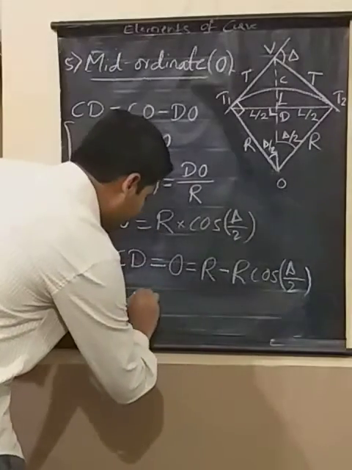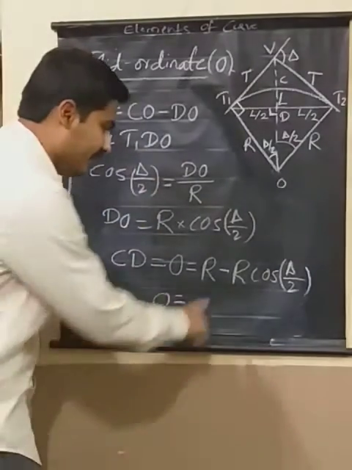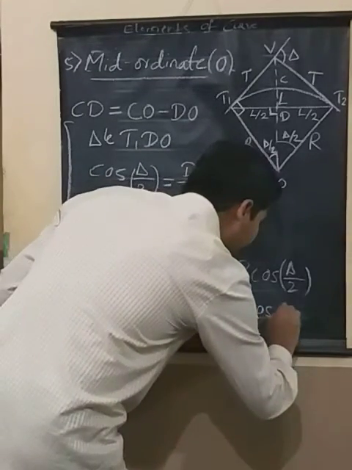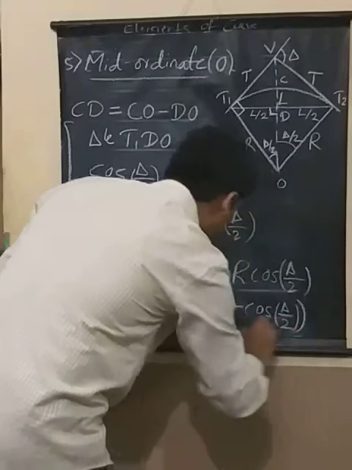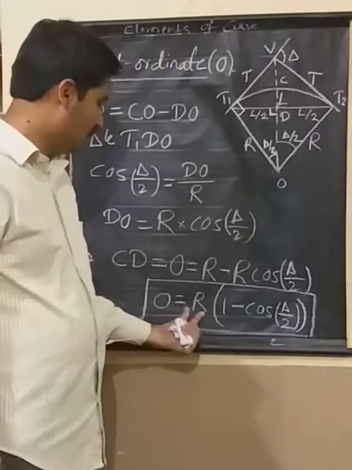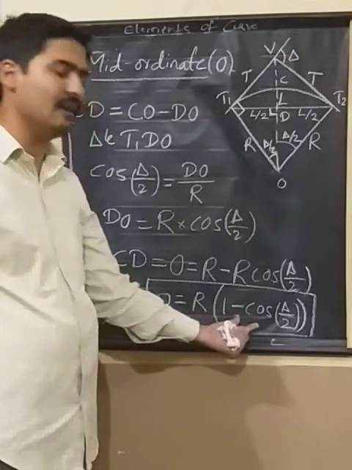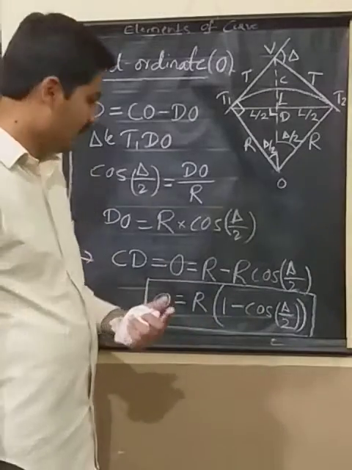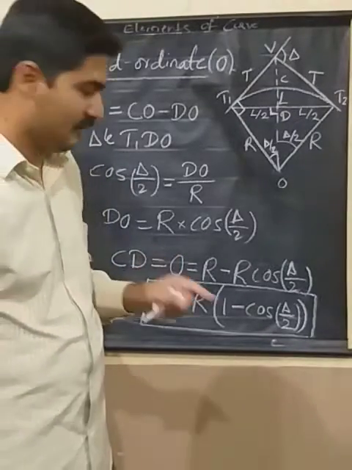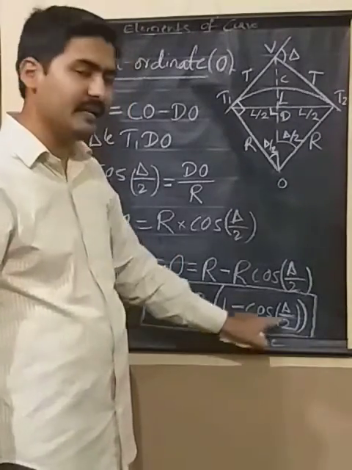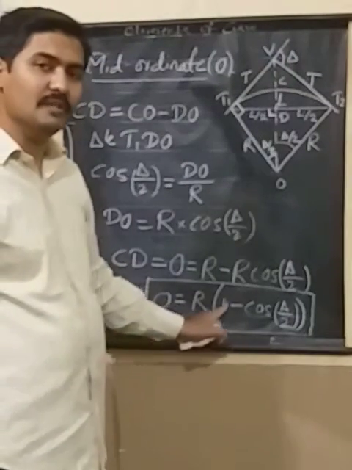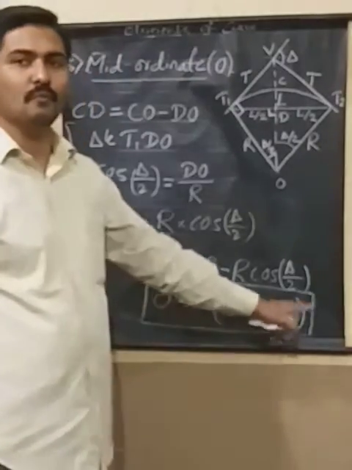Right? Now O, that is mid ordinate, can be written as, take out R common, R into 1 minus cos delta by 2. So this is the formula for mid ordinate. 1 minus cos delta by 2 is also called as versine of the curve. I repeat, mid ordinate, that is 1 minus cos delta by 2, is also called as versine of the curve. That is R into versine of the curve.